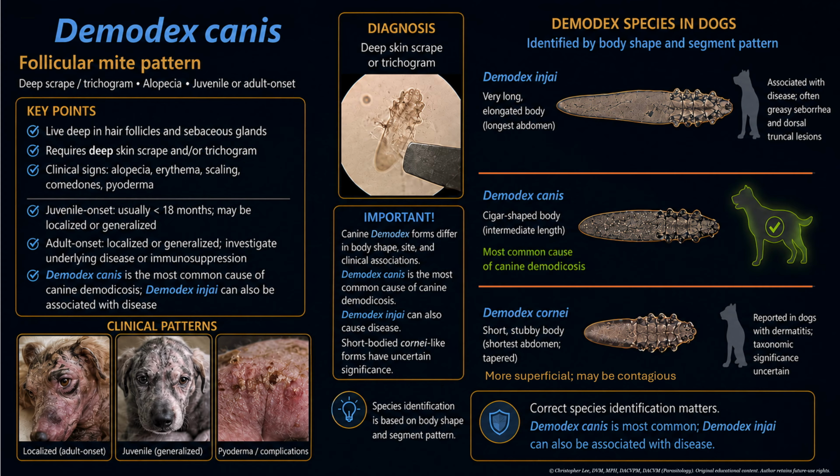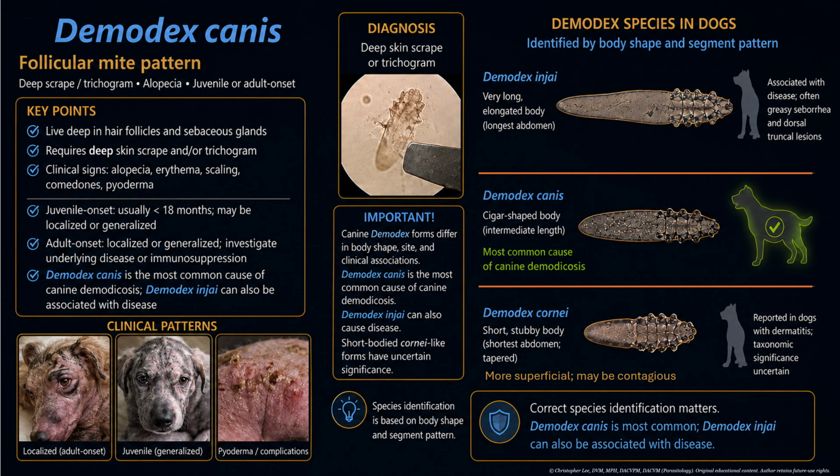Demodex canis is the most common cause of canine demodicosis. Demodex injai can also cause disease and is often associated with a greasy seborrhea and lesions along the dorsal trunk. The short-bodied cornea-like form resides much closer to the stratum corneum and has been associated with dermatitis, although its status as a distinct species remains debated.